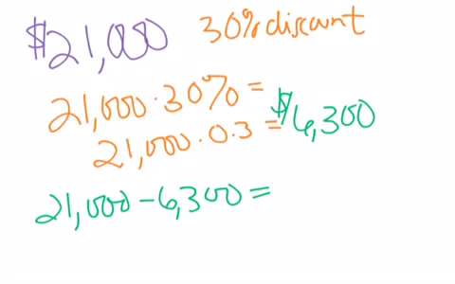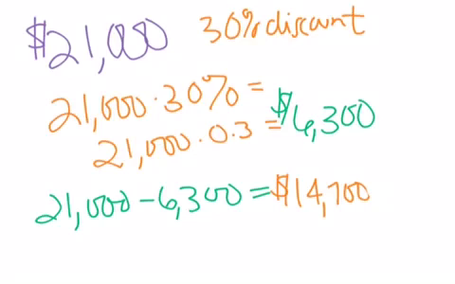So that's going to bring that total end cost down to $14,700. Whoa, gotta keep adding zeros. So, in the grand scheme of things, usually 30% is not a huge amount of money, but the more money it is, the more that percent is going to mean.